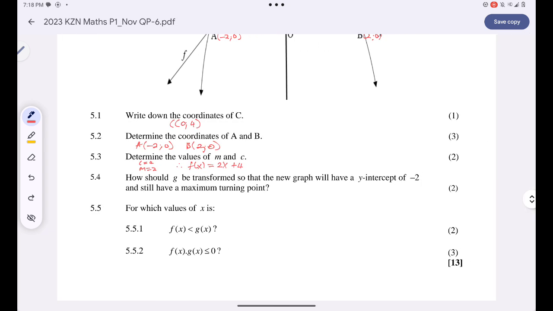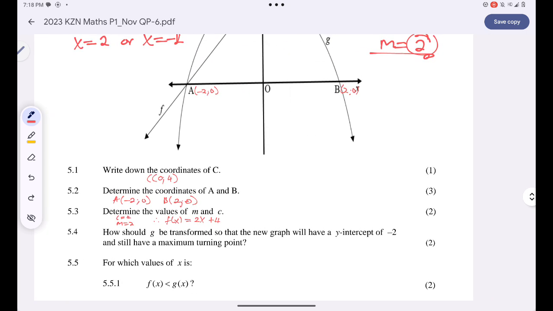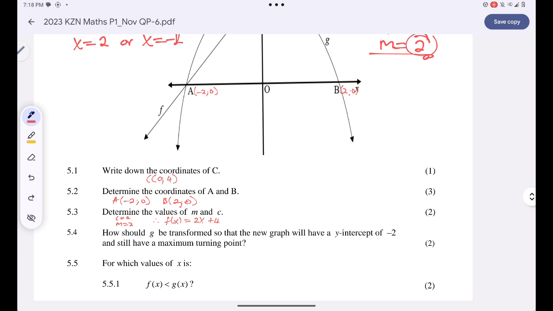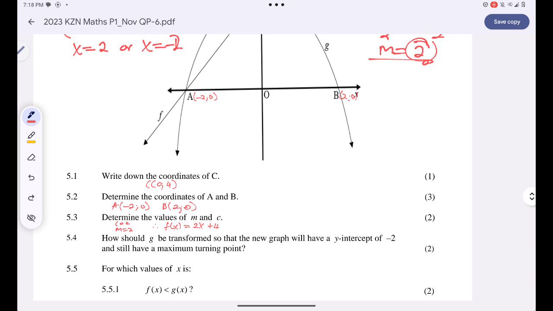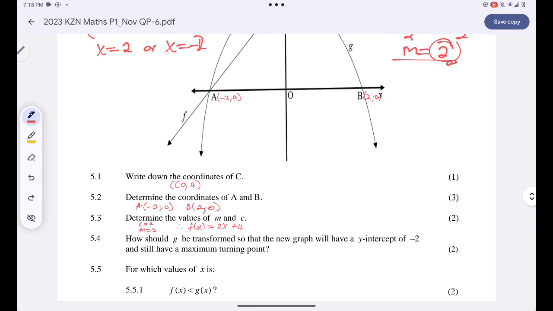Okay. How should g be translated so that the new graph will have a y-intercept of negative 2 and still have a maximum turning point?